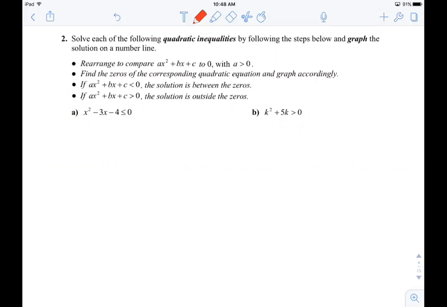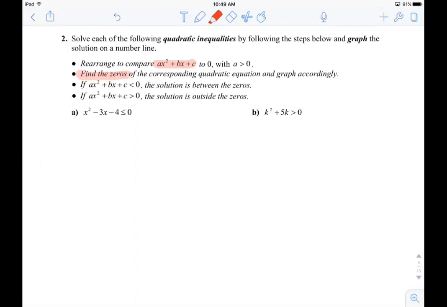First off, we're going to make sure that we rearrange it so that everything we have on one side is in the standard form of a quadratic, and the other side is equaling 0. Then we're going to try and find the zeros, or in other words, find the roots of that corresponding quadratic equation.